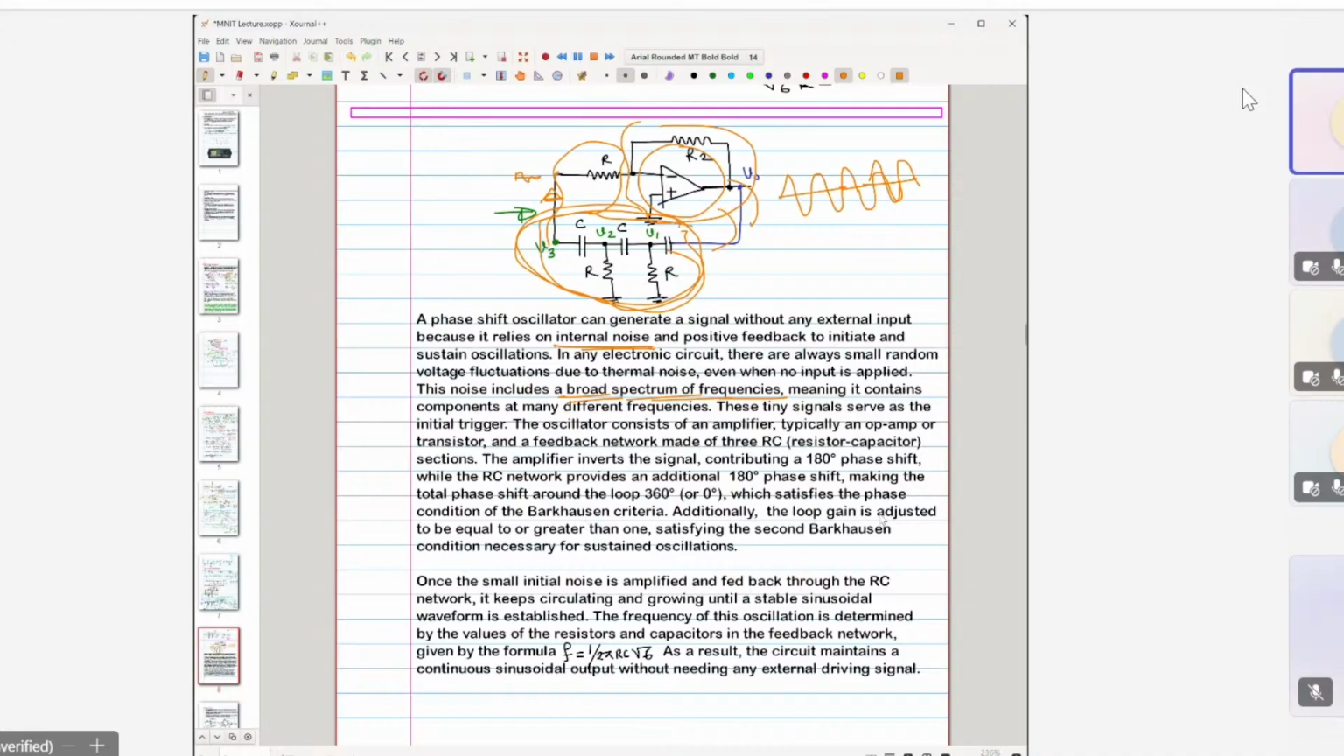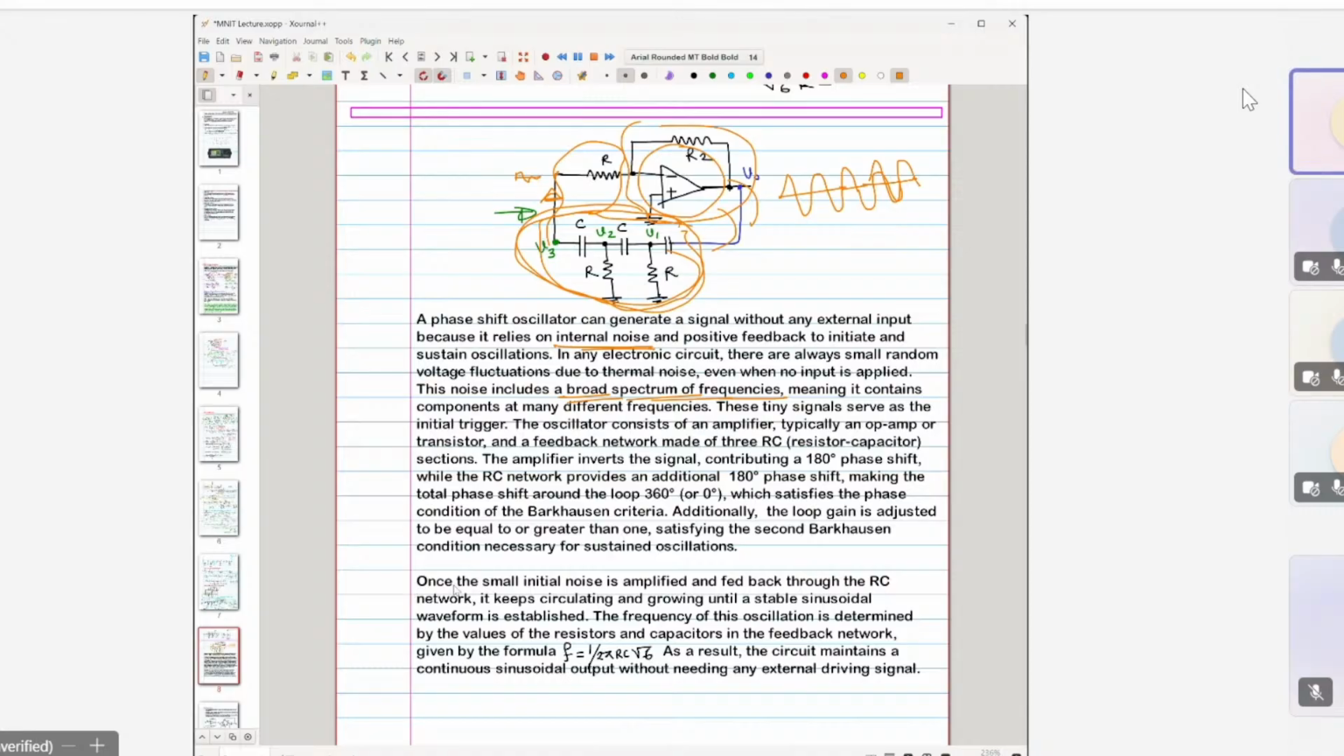Additionally, the loop gain is adjusted such that it is equal to or greater than 1, slightly greater than 1. This satisfies the second Barkhausen criterion necessary for sustained oscillation, right? So I think this paragraph summarizes quite well what we have discussed.